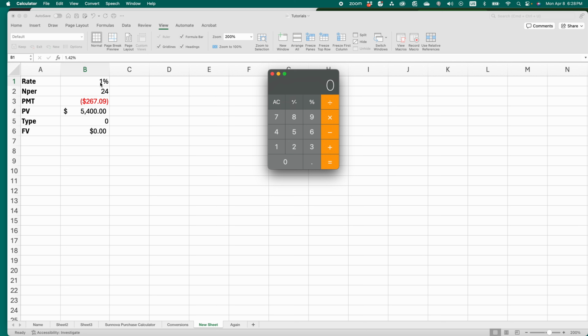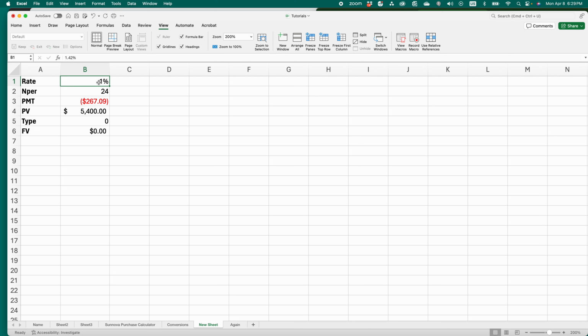We need to know how much interest we're paying per month. So if we're paying 20% annually, let's divide 20 by 12. That's how much we're paying per month, 1.667. So on the rate, we need to put 1.667. It rounds up to 2% on there, but if you click, you'll see here, it's actually 1.667.